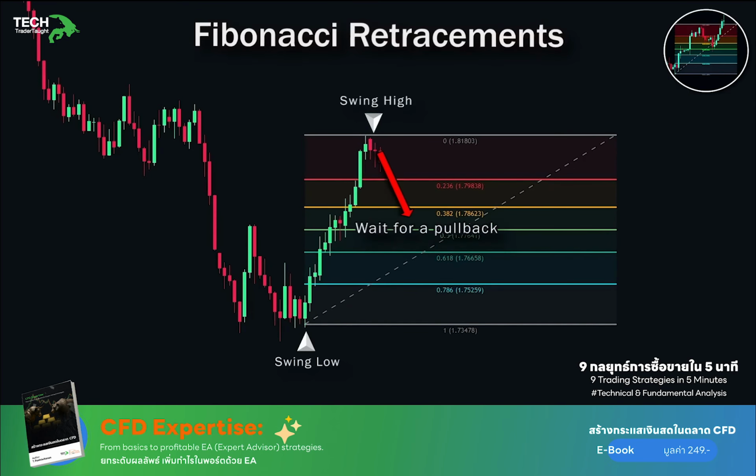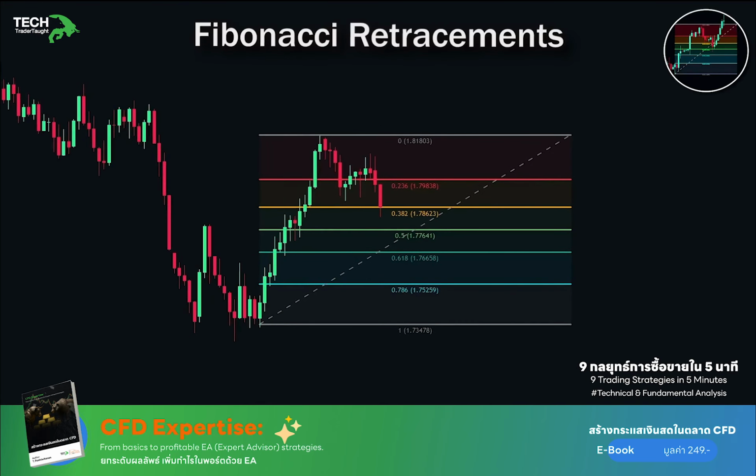Next, wait for the price to make a pullback to one of these levels, ideally the 0.382 Fibonacci level, because that's the most common level where price tends to reverse from. So if price touches that level, that could be a good buy entry.